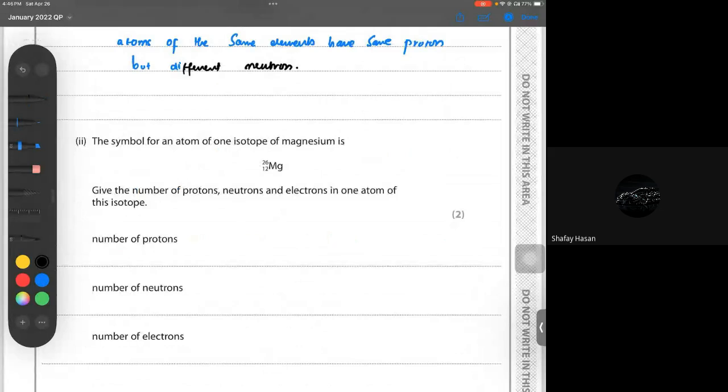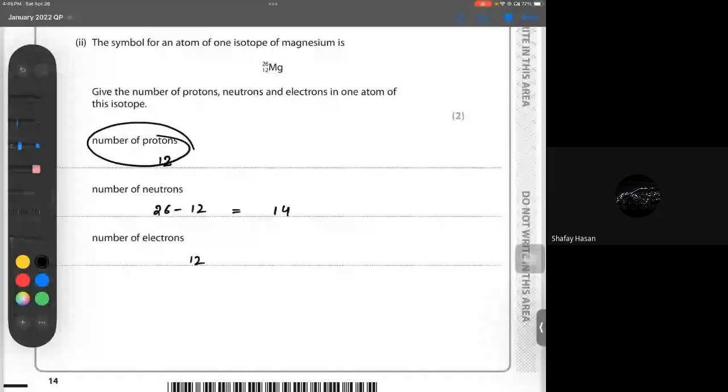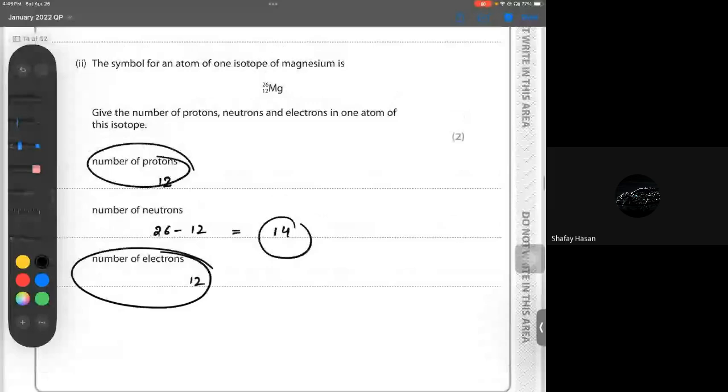The symbol for an atom of one isotope of magnesium is given. Give the number of protons, neutrons and electrons in one atom of this isotope. The number of protons would be 12. The number of neutrons would be 26 minus 12, which is equal to 14. And the number of electrons would be 12. Same number of protons, same number of electrons, different number of neutrons. That's why this is an isotope.